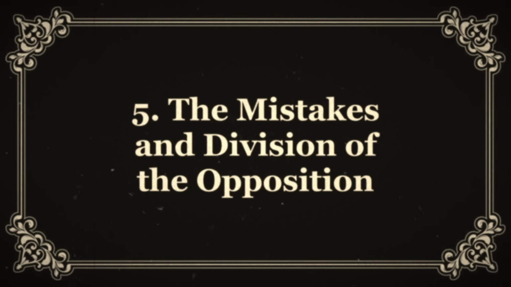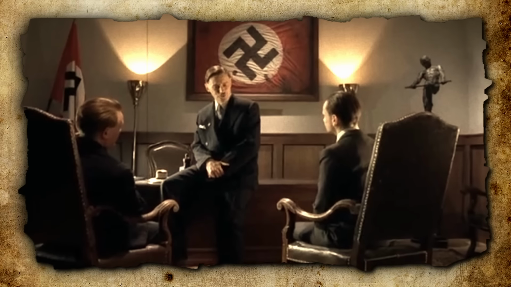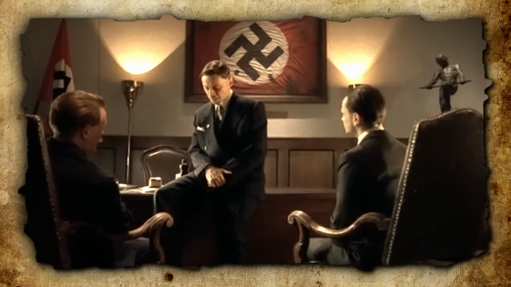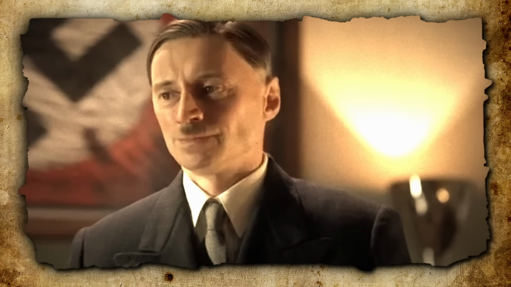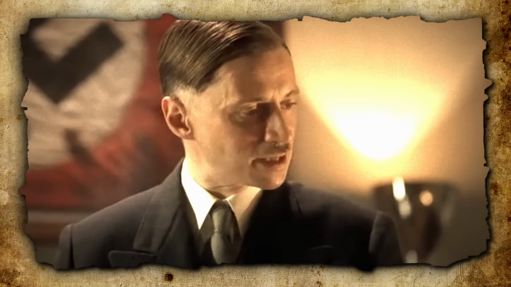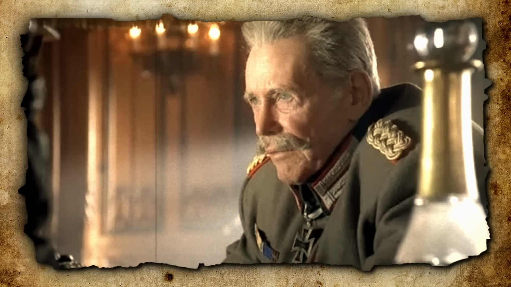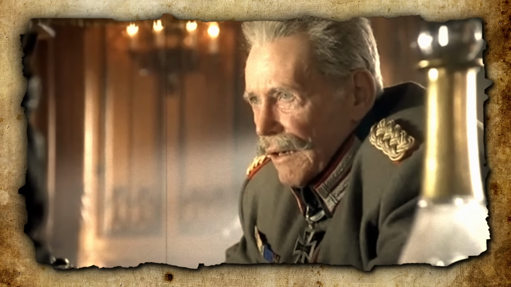Number 5. The mistakes and division of the opposition. Hitler could have been stopped. There is absolutely no doubt about that. Even towards the end, when he was on the verge of absolute power, the opposition could still have stopped him if they'd worked together. Unfortunately, they were too incompetent and divided to do so and made numerous terrible mistakes.